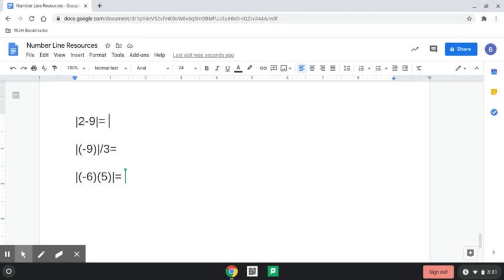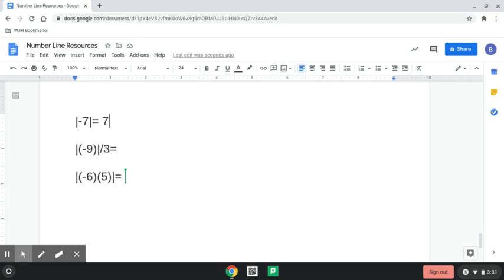So what we're going to do is do what is inside the absolute value first, as though they were parentheses. So 2 minus 9, maybe you need to use a number line still to figure that out, but it is negative 7. And what does that put the absolute value at? If you said positive 7, that's correct. That is the distance from 0 for the negative 7.